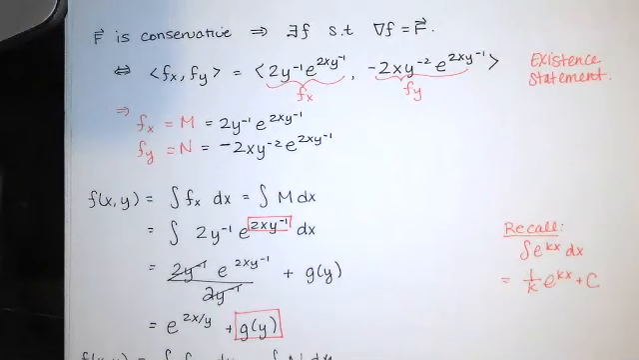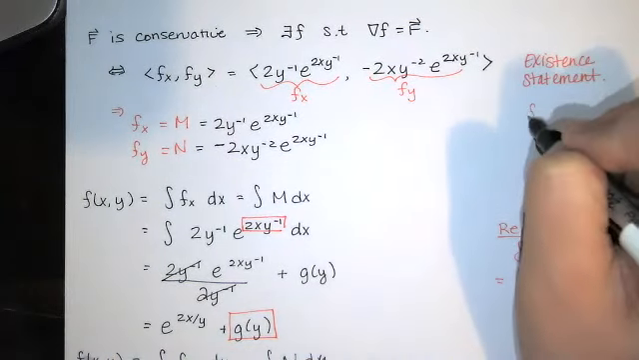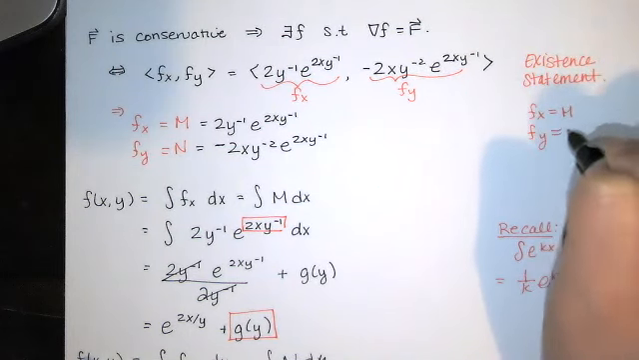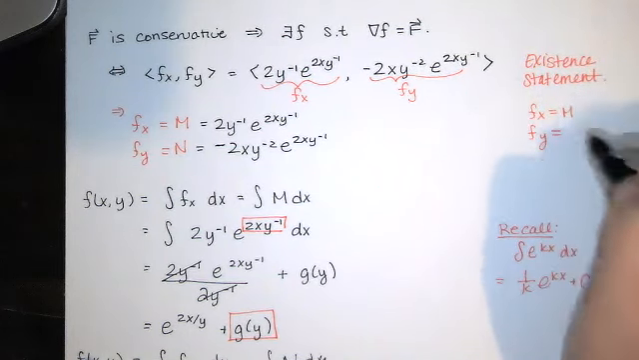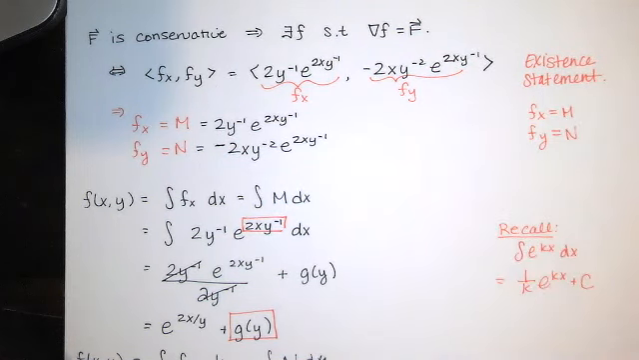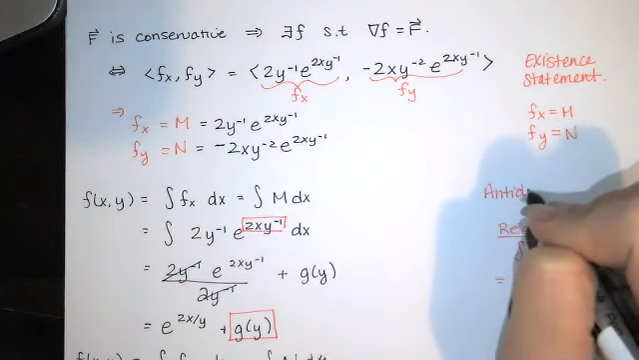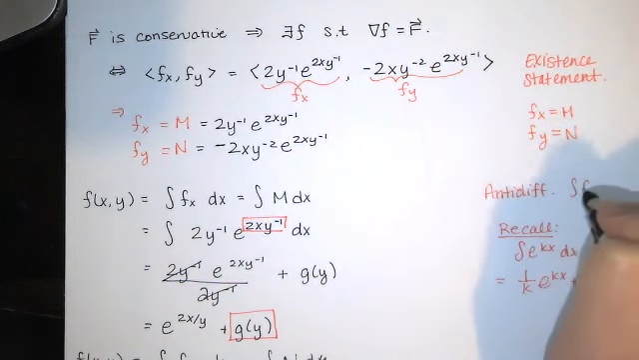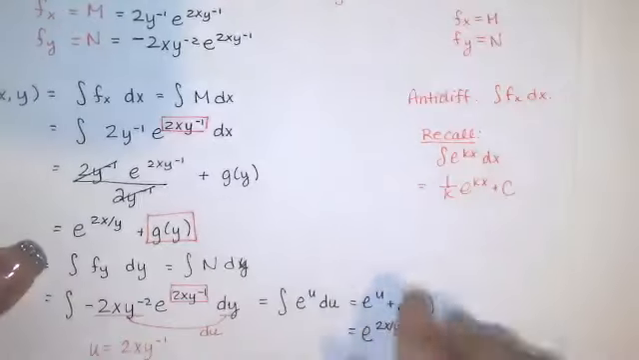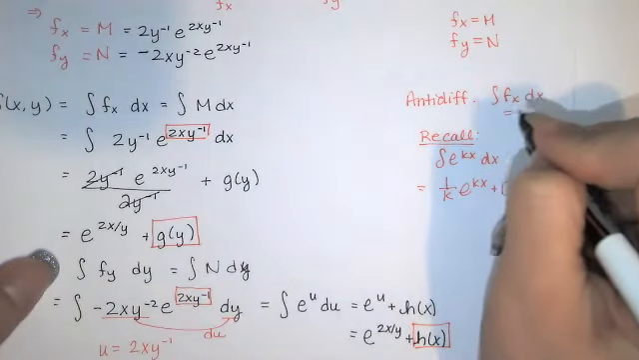So we said, if the field's conservative, you have this existence statement, then you'll set the partial of f with respect to x equal to the x component of the field, the partial of f with respect to y equal to the y component of the field, and then you anti-differentiate. So you're computing the antiderivative of the partial of f with respect to x, with respect to x. That's going to give you f.